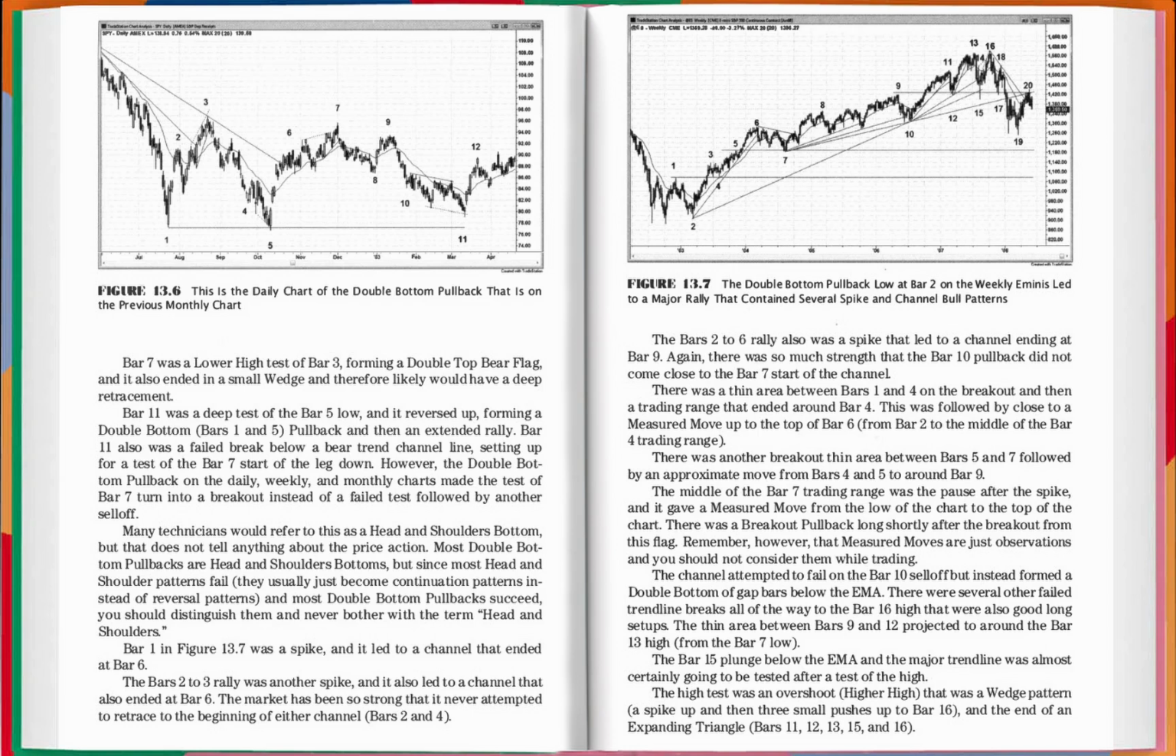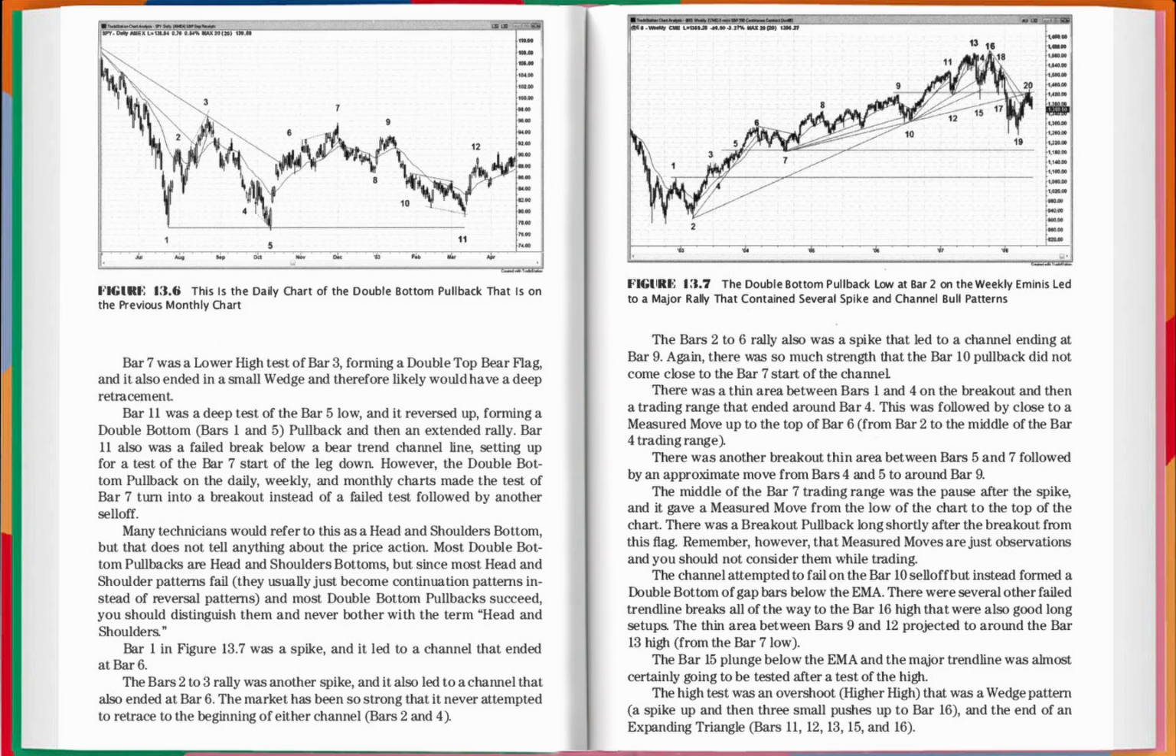The middle of the bar 7 trading range was the pause after the spike, and it gave a measured move from the low of the chart to the top of the chart. There was a breakout pullback long shortly after the breakout from this flag. Remember, however, that measured moves are just observations, and you should not consider them while trading.